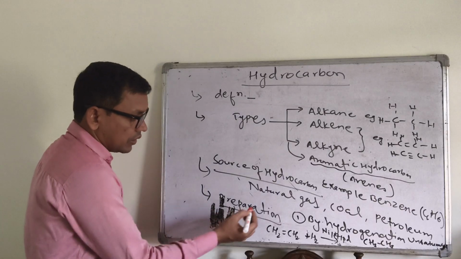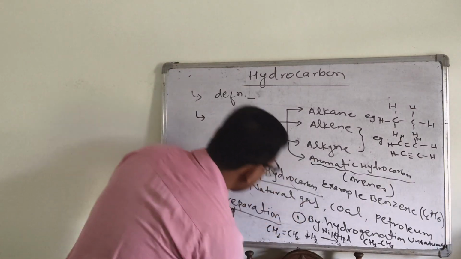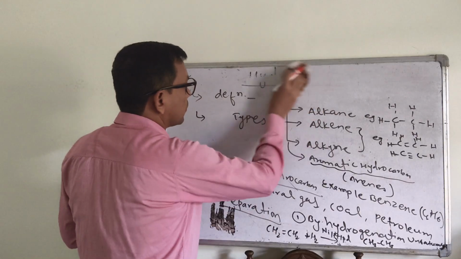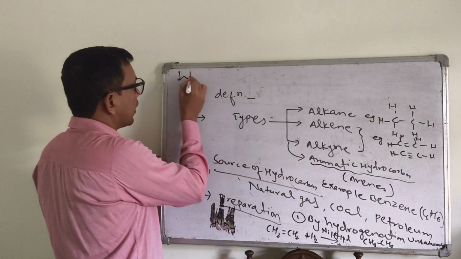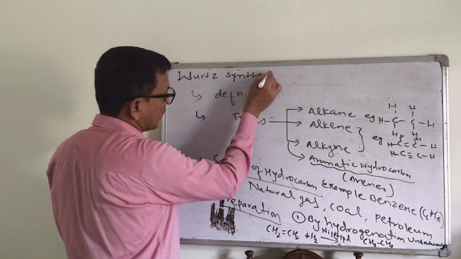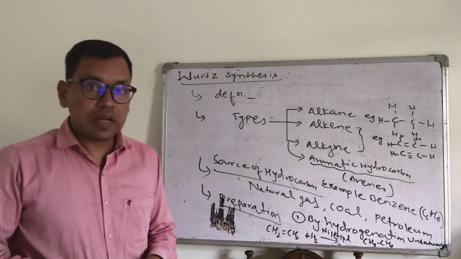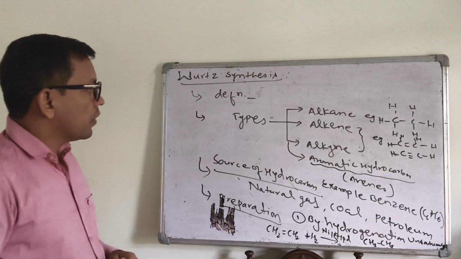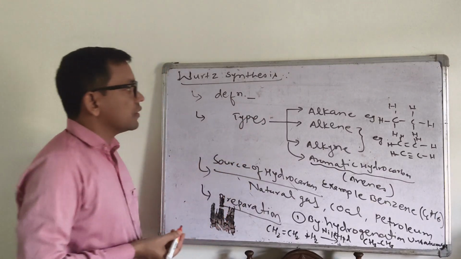Now the second preparation is by Wurtz reaction, Wurtz synthesis. What is the Wurtz synthesis? How do we prepare the hydrocarbon by Wurtz synthesis? It is a very common and important reaction where two alkyl halide molecules react with sodium metal. In the presence of sodium metal, two alkyl halides give the higher alkane. This reaction is called Wurtz reaction.